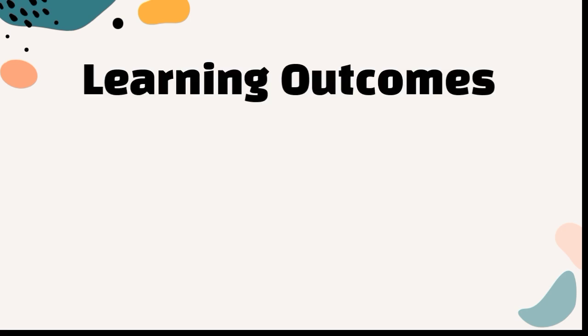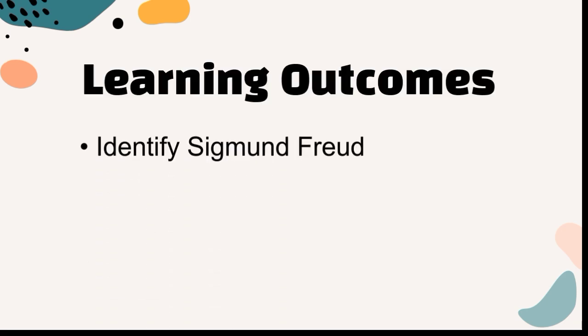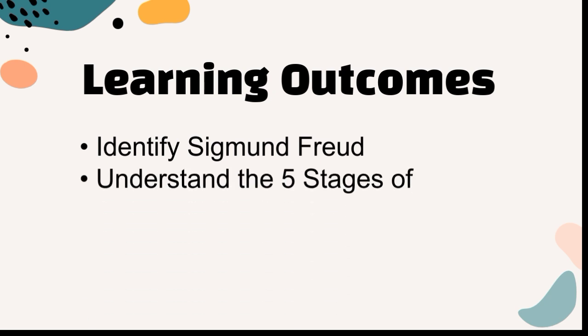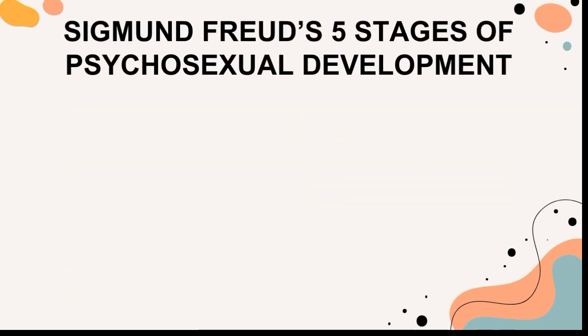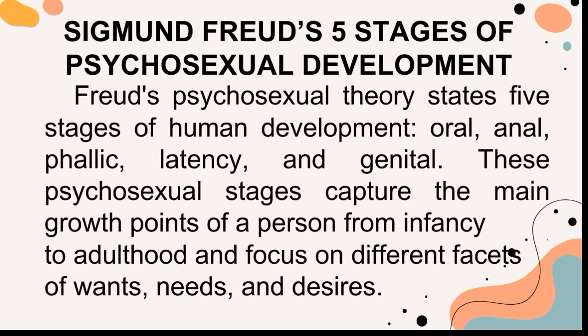The Learning Outcomes. First is identify Sigmund Freud and also understand the 5 stages of psychosexual development. Sigmund Freud's 5 stages of psychosexual development. Freud's psychosexual theory states 5 stages of human development. It contains oral, anal, phallic, latency, and genital. These psychosexual stages capture the main growth points of a person from infancy to adulthood and focus on different facets of wants, needs, and desires.